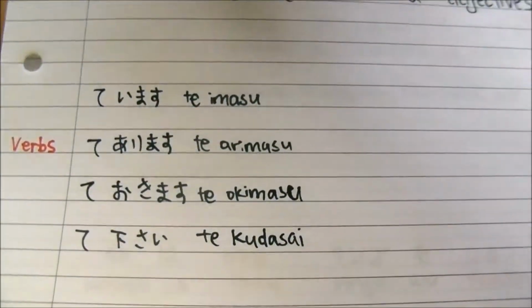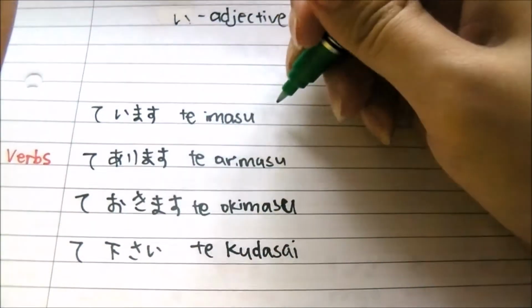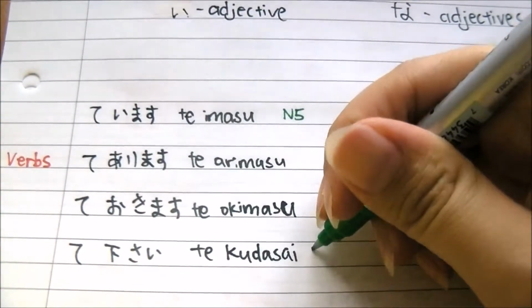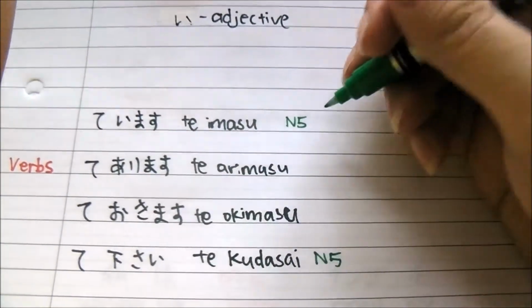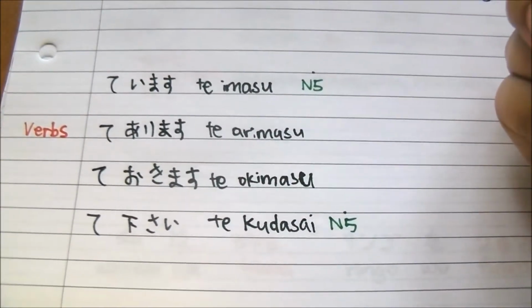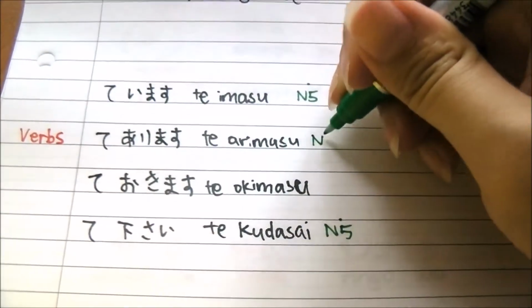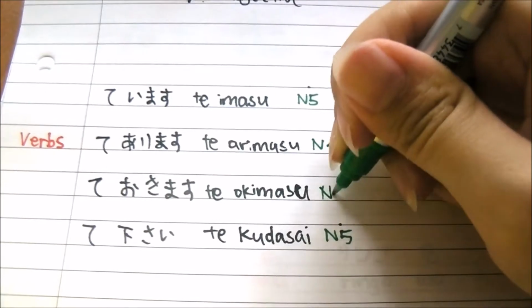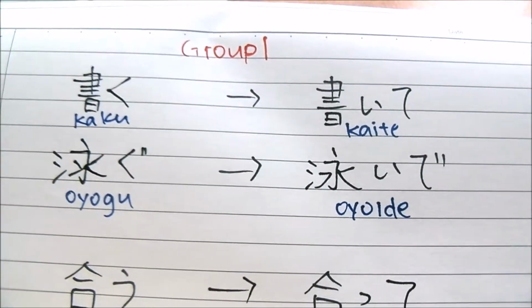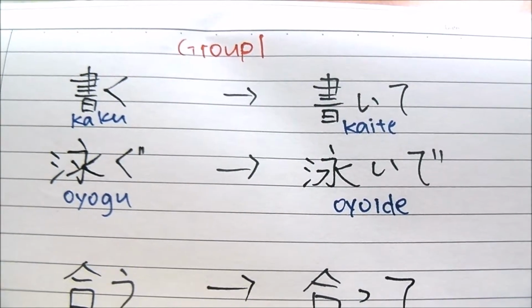Just to inform you, this is N5 grammar and these are N5 grammar. These two you will learn in our lessons together. This is N4 and this is N4, so you'll learn them at the next level. So how do you change the verbs into te form?